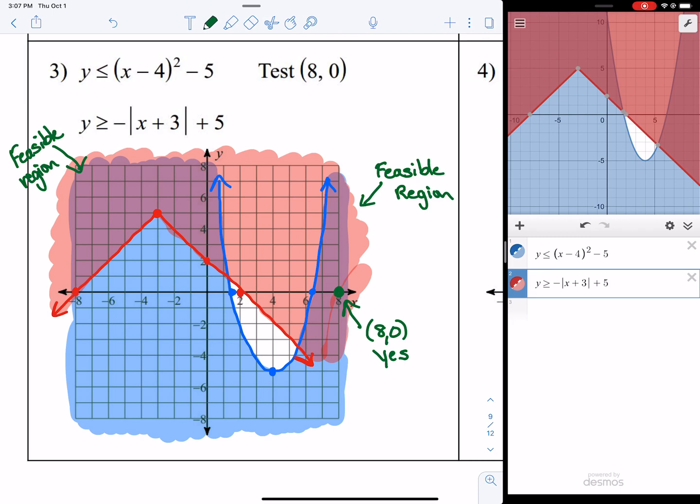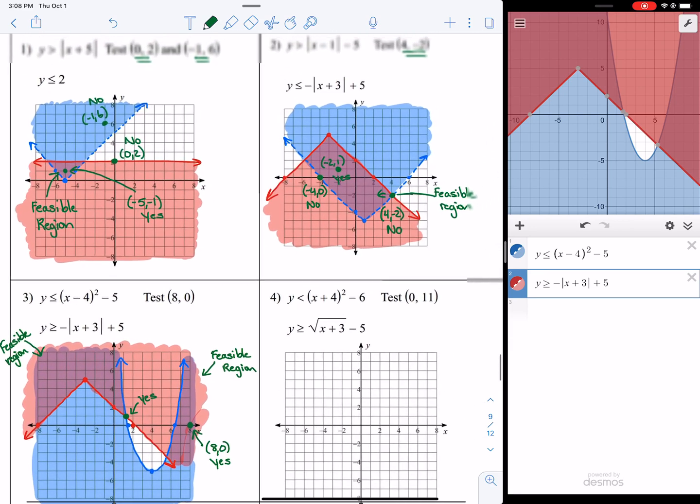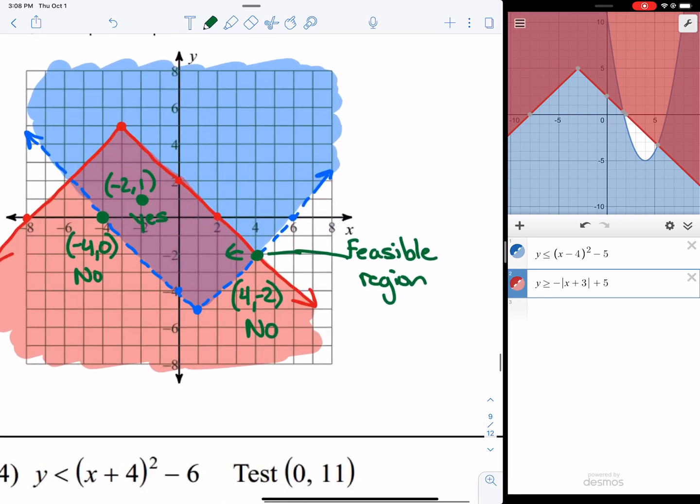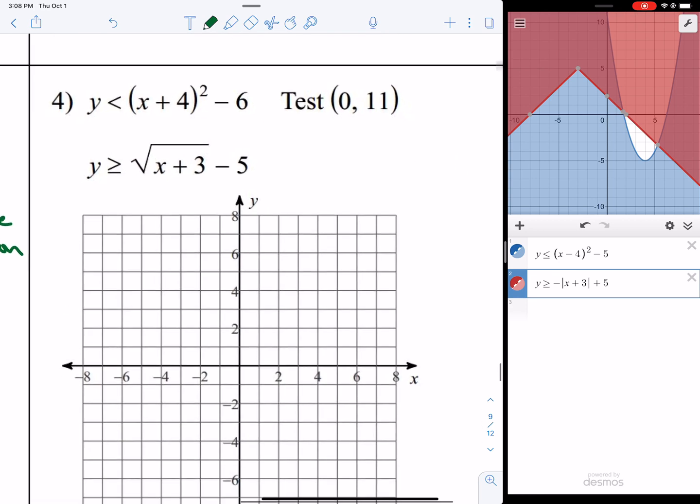And I just want to point out that if they had asked you about a point on the edge of this feasible region, like right here where those two come together, that would be a yes this time because both of those graphs are solid lines. Their boundary line, we call it, is solid. And since they're both solid, where they touch would be a yes. Where on number 2, where they touched was a no because one of them was dashed and the other was solid. Okay, let's do the last one.